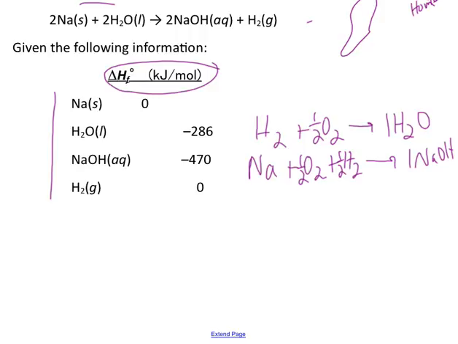So with this information, we're going to set up delta H of the reaction is equal to products. So we have 2 NaOH's. What's NaOH's? Negative 470 kilojoules per mole.